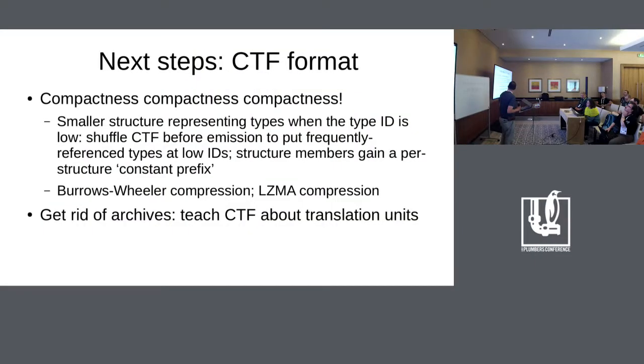I've tried optimizing a string table, which is gigantic. It's often the biggest part of CTF, and it's really hard to compress. I tried to compress it by splitting up at underscores and case changes and turning identifiers into links to lots of pieces. It was a great idea until you compressed it, and then the compression dictionary was destroyed by all its variation, and the size went up.